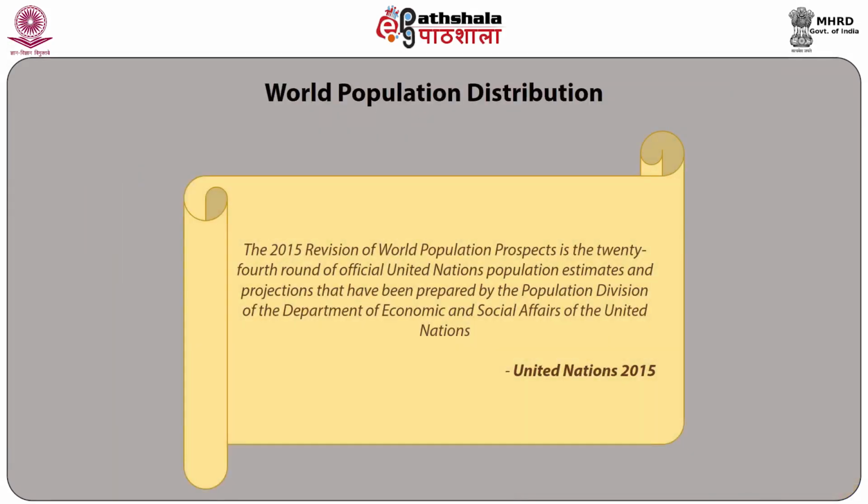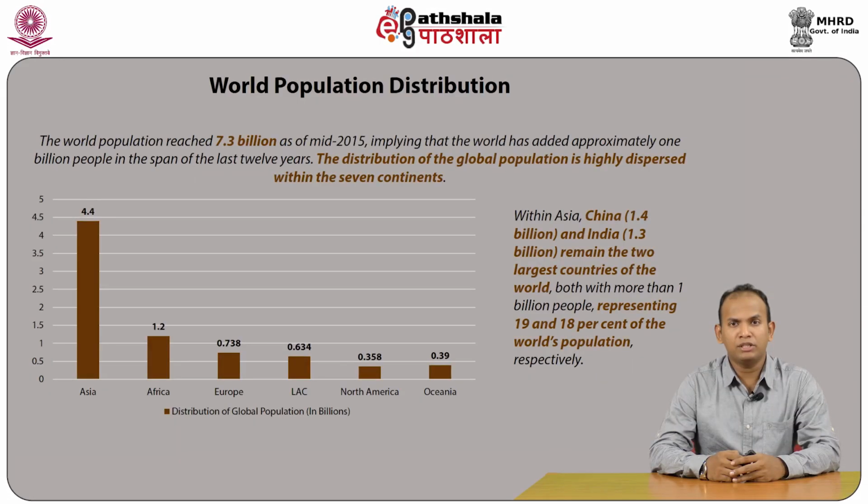The world population distribution shows that the 2015 revision of World Population Prospects is the 24th round of official United Nations population estimates and projections that have been prepared by the Population Division of the Department of Economic and Social Affairs of the United Nations. The world population reached 7.3 billion as of mid-2015, implying that the world has added approximately 1 billion people in the span of the last 12 years.